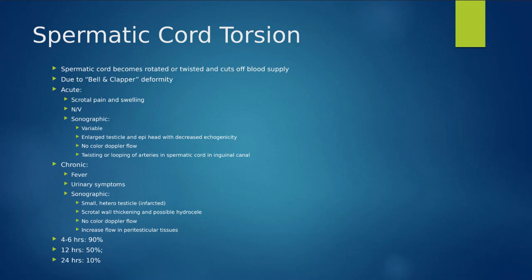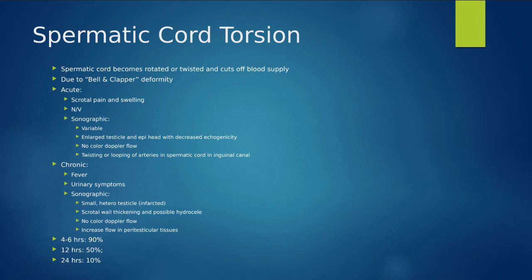If we have chronic conditions of spermatic cord torsion, we can have a fever, we can have urinary symptoms. On ultrasound, these testicles are probably already going to be dead, so they are going to appear very small. They are going to appear heterogeneous with infarcted regions. Infarcts means little pieces of tissue that have already died off. The scrotal wall is going to appear thickened. We could see a possible hydrocele.